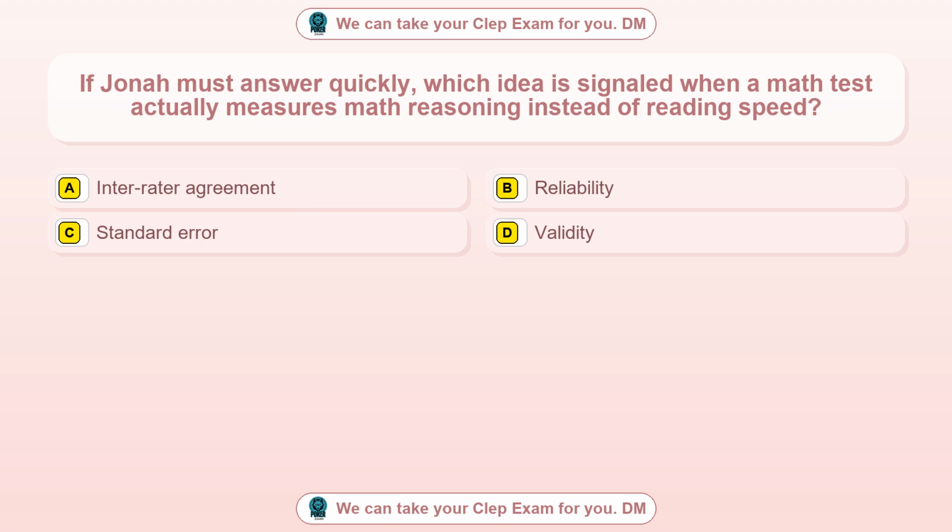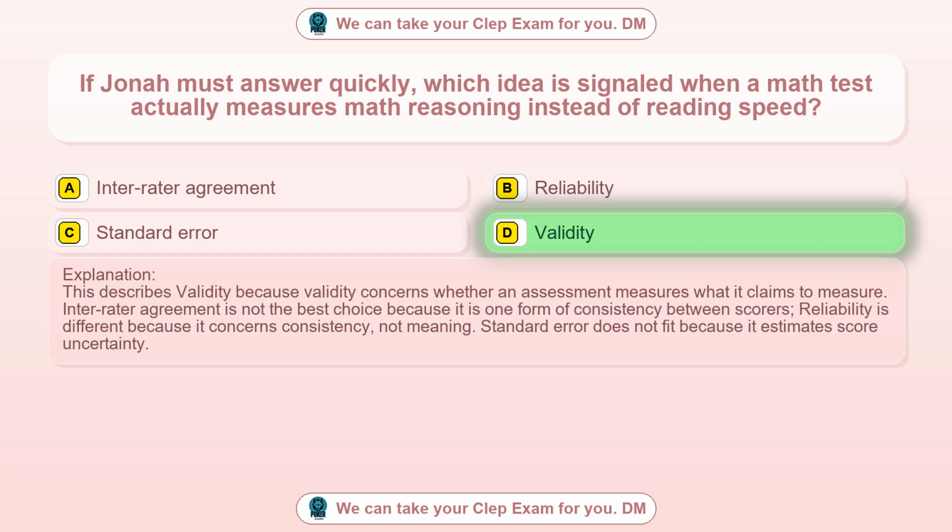Question 57. If Jonah must answer quickly, which idea is signaled when a math test actually measures math reasoning instead of reading speed? Option A, inter-rater agreement. Option B, reliability. Option C, standard error. Option D, validity. The correct answer is option D, validity.